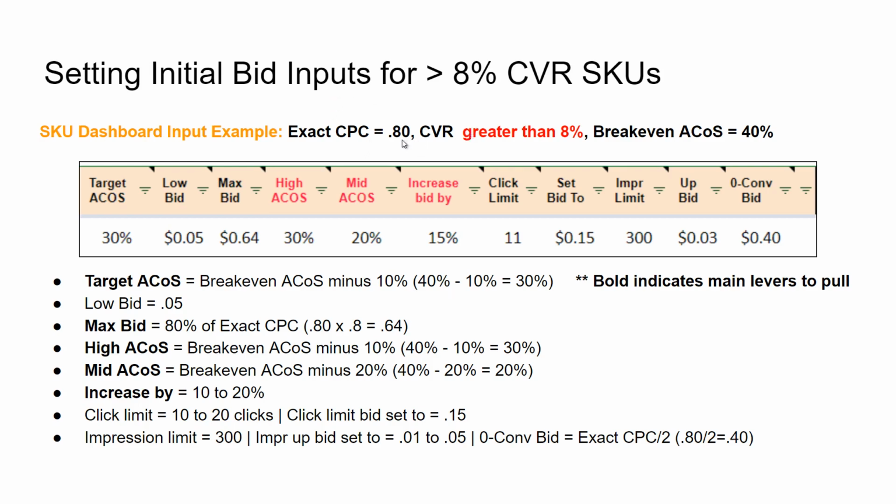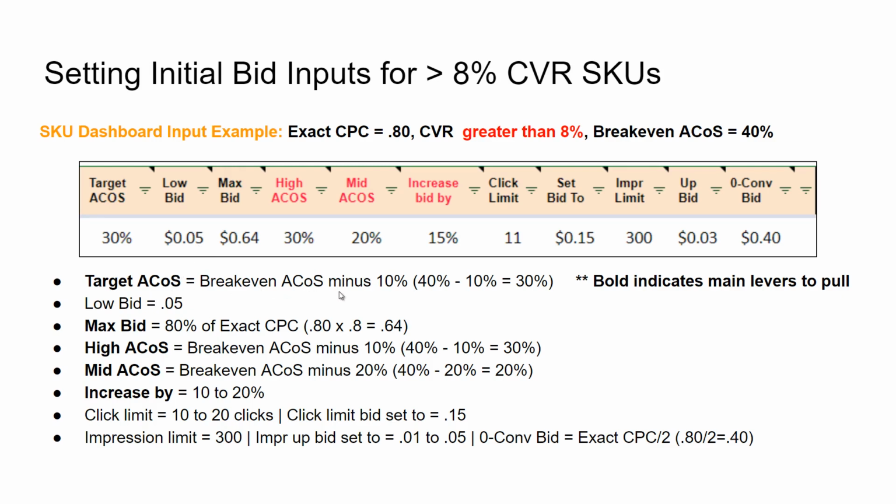We've gotten our 80-cent cost per click average there from the tile that we went over in the last slide, and we've seen that this CVR is greater than 8%. You do need to know your break-even ACoS, which is kind of the same thing as your gross margin that you calculate. So figure that out. We'll assume in this one it's 40%, and then just based on those numbers there, we can start to assign some initial inputs to get started with.